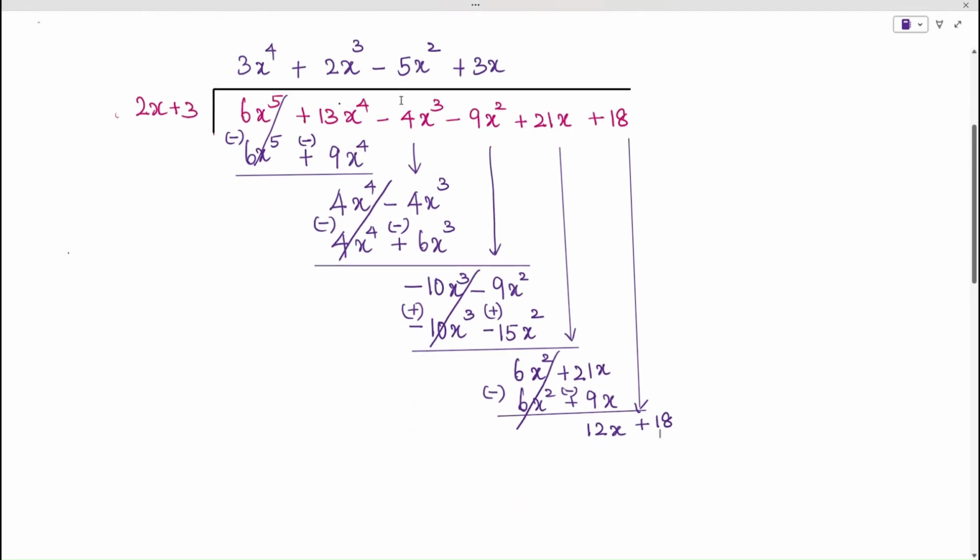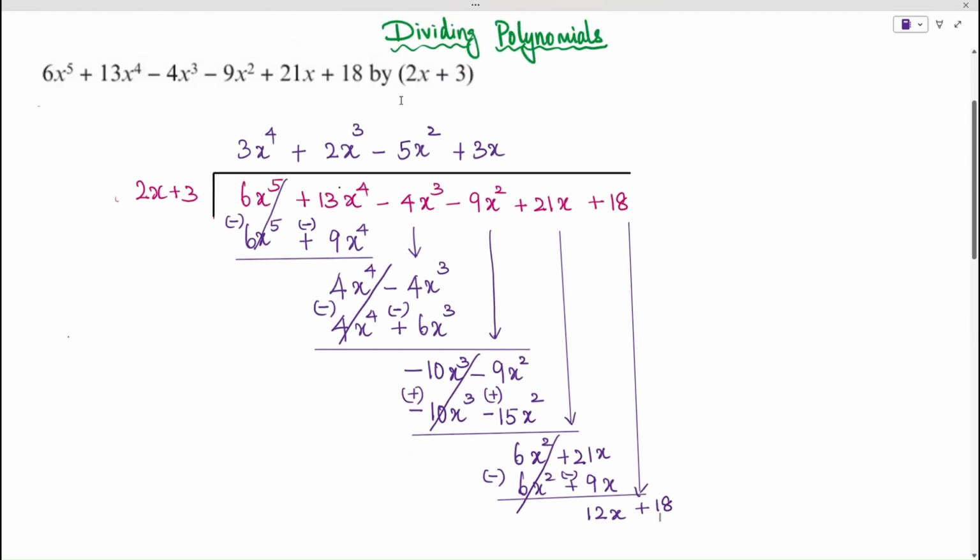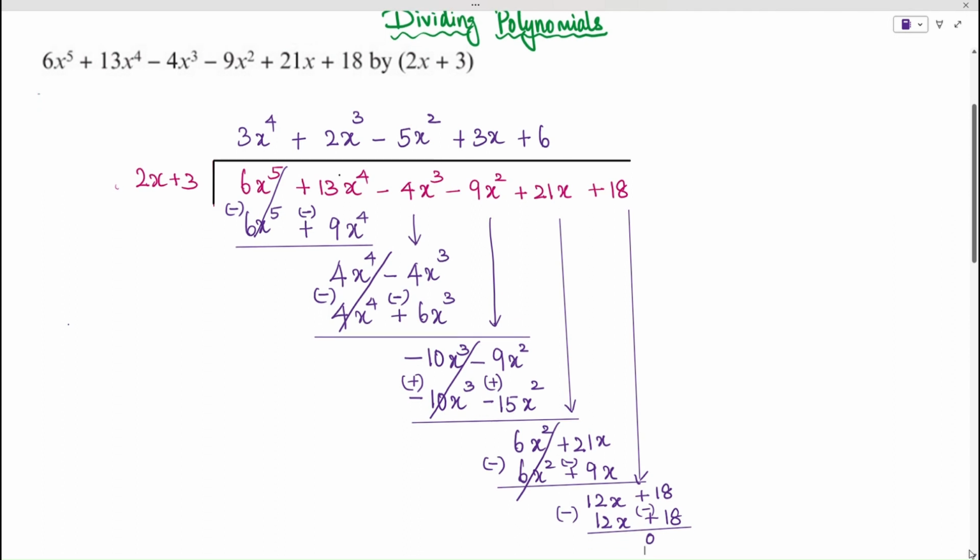and we finally end it off with 2x times 6, is equal to 12x, and 3 times 6 is equal to 18. We subtract, we end up with 0. And this can be one way of you proving that 2x plus 3 is a factor of this polynomial, and you have divided your polynomial as well.